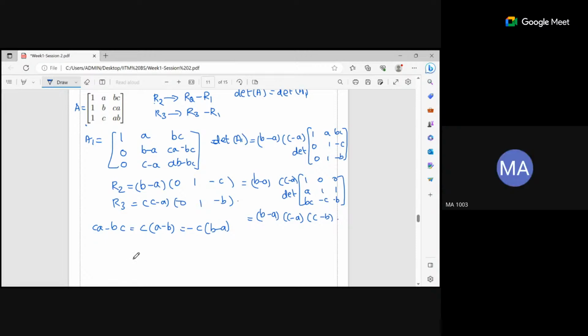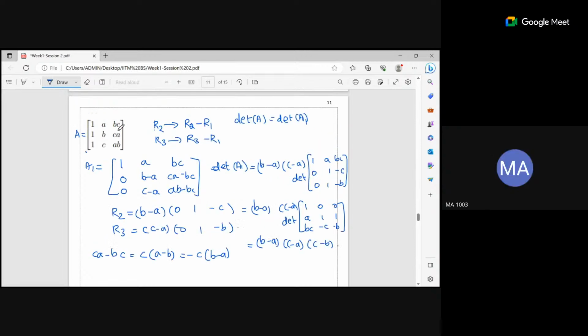Hello, ma'am. I used another method. I wanted to ask if that method is valid. What I did is, I first multiplied the first row with A, second row with B, and third row with C, and then divided the third column with ABC. So then I get 1, I get A square and 1. So using that property, I can.